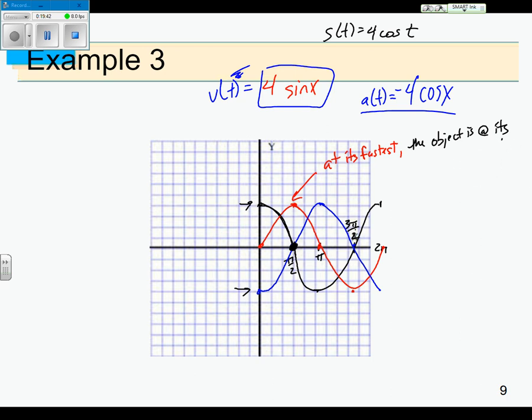Oh boy, got a math teacher trying to spell equilibrium here. Equilibrium. Oh, all right, close enough.